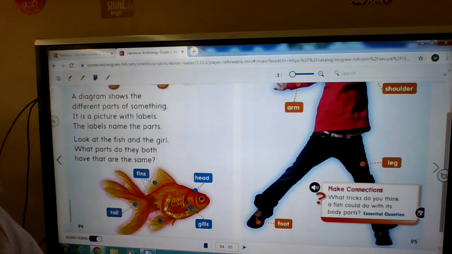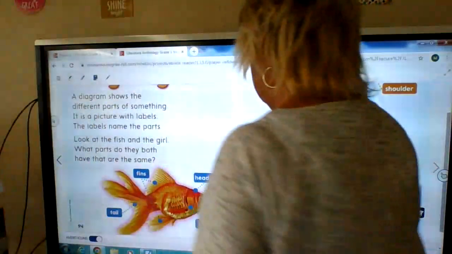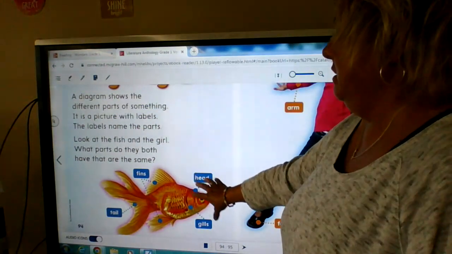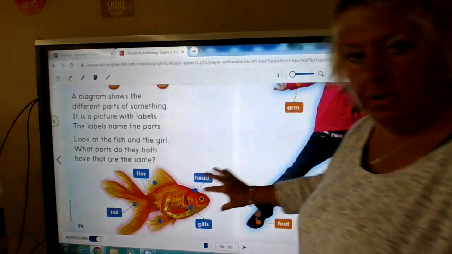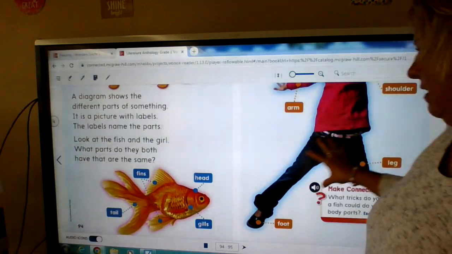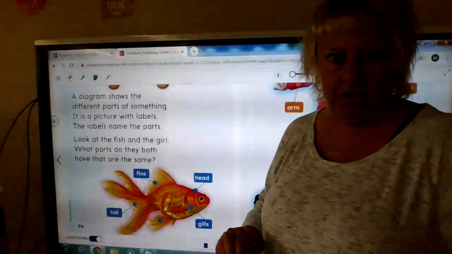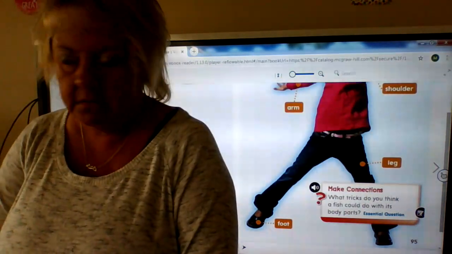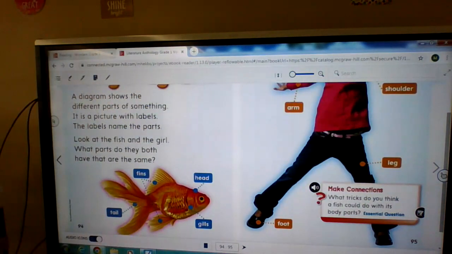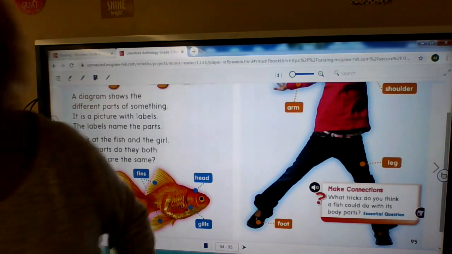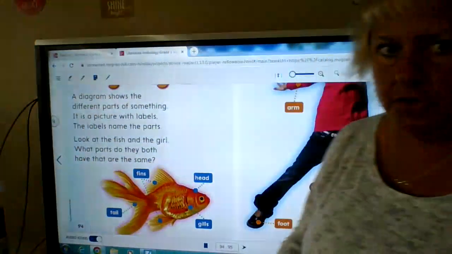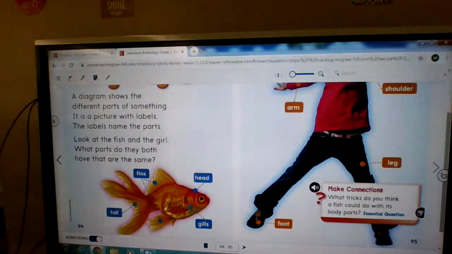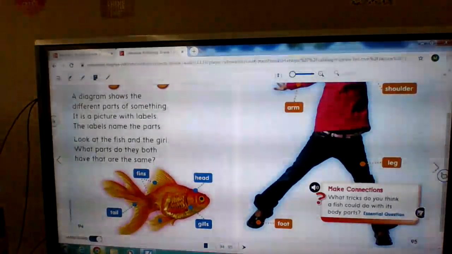So when we use diagrams, the labels help us know what we're looking at. The labels tell us more about a picture. Just like we did with the cat. Okay. Now, you are going to need page 50 in your Your Turn practice book. Page 50 in your Your Turn practice book.